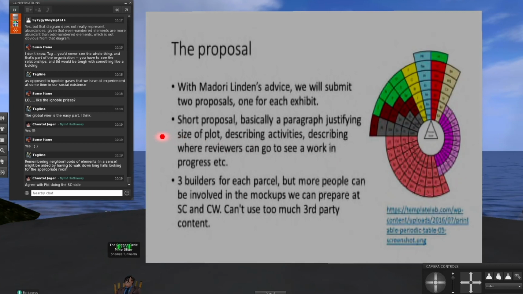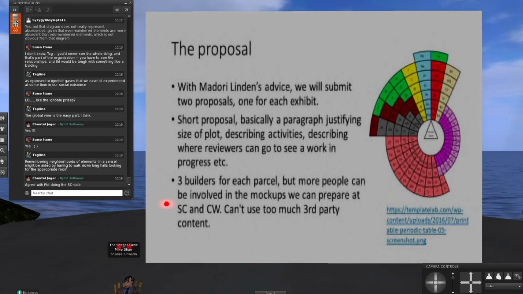They're basically a paragraph. We can describe what we're going to do, and we can also provide teleport links so that the people reviewing these can actually go and see our builds. In the proposal, since too many cooks spoiled the pot, at the 21st birthday region will be allocated 3 builders per parcel. That doesn't limit how many people can contribute.